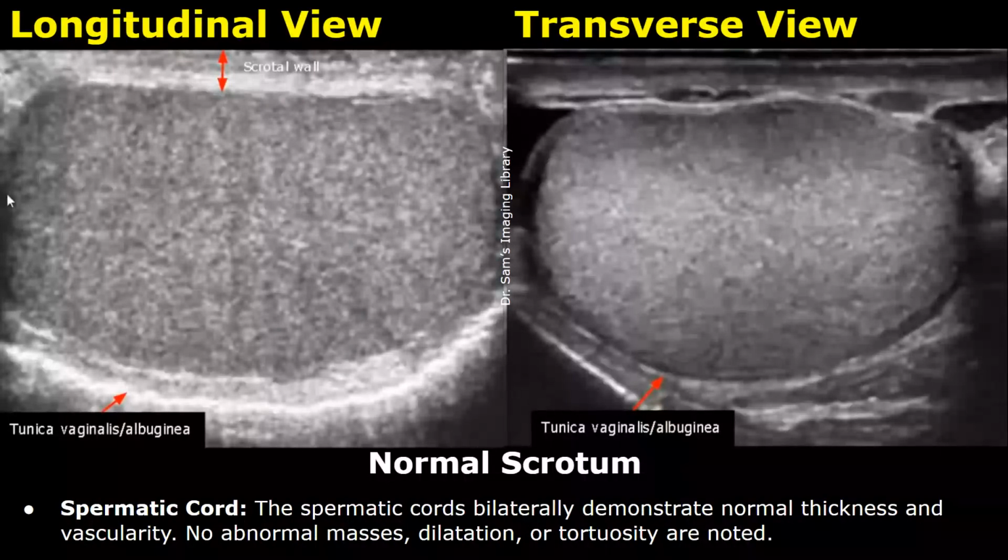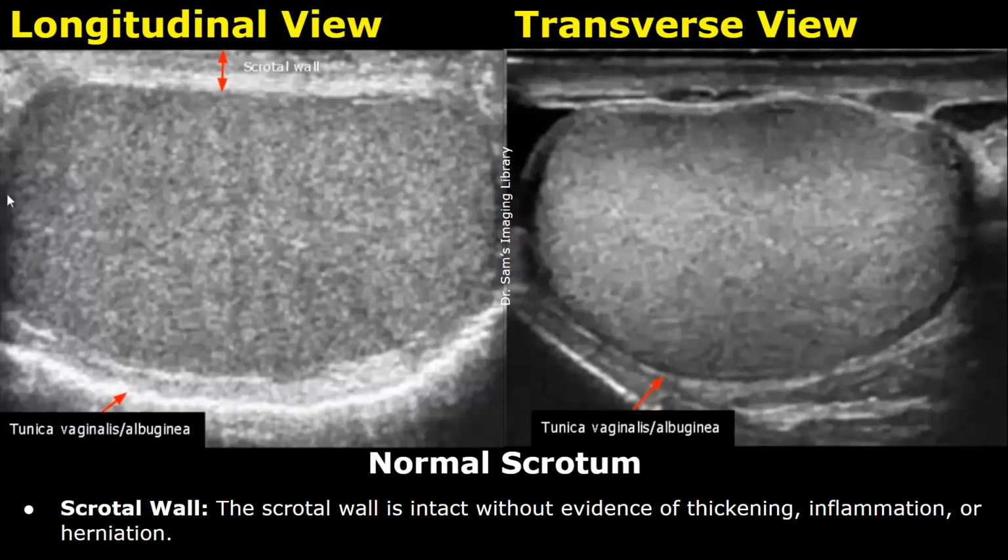After that, you can write the appearance of the spermatic cords. The spermatic cords bilaterally demonstrate normal thickness and vascularity. No abnormal masses, dilatation, or tortuosity are noted. The scrotal wall is intact without evidence of thickening, inflammation, or herniation.